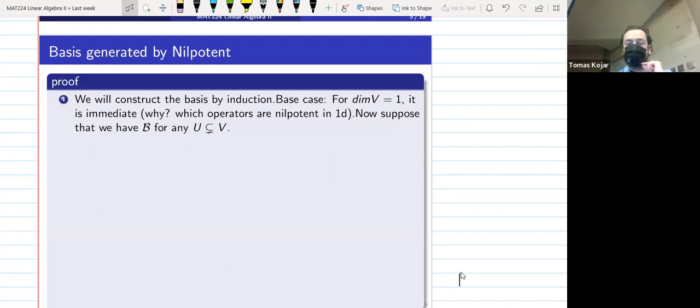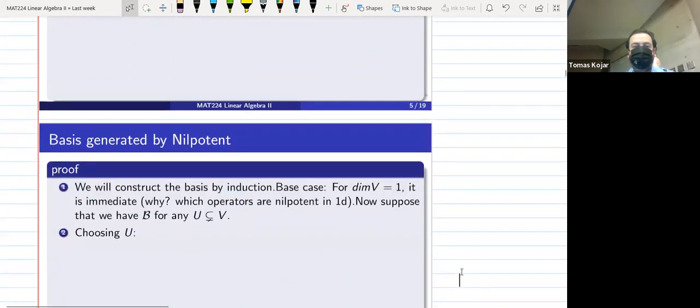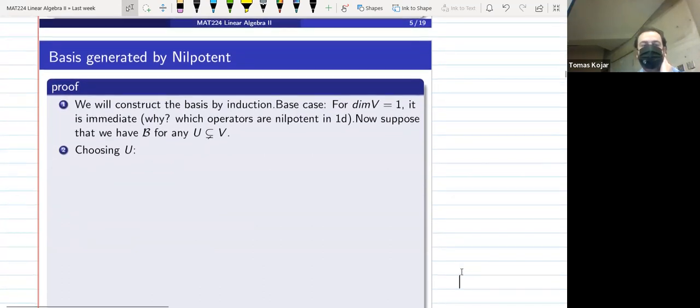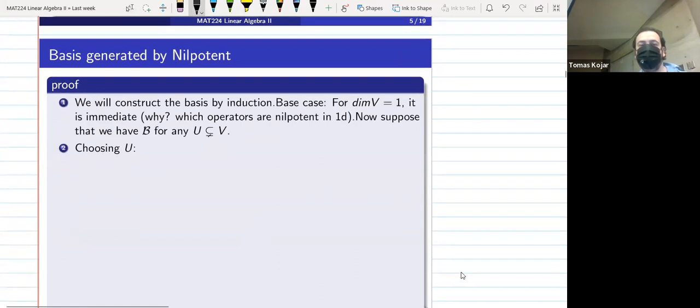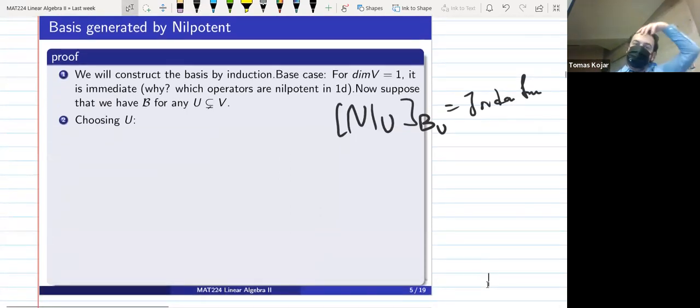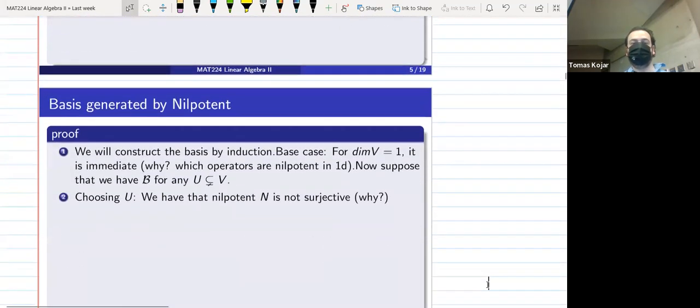So suppose you have by induction that you have it for every subspace, but not V itself. So you build the basis so that N restricted to U, evaluated at B, call it U, is a Jordan form. So this is the restricted guy. We want to go from the smaller space to V, so you have to make a smart choice for U that will allow you to extend.